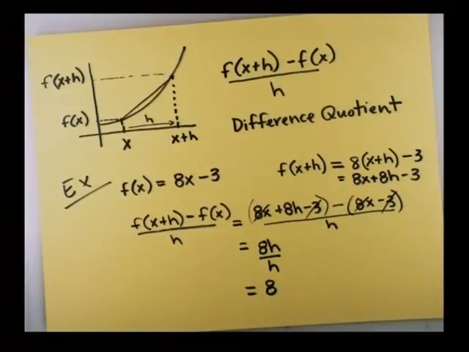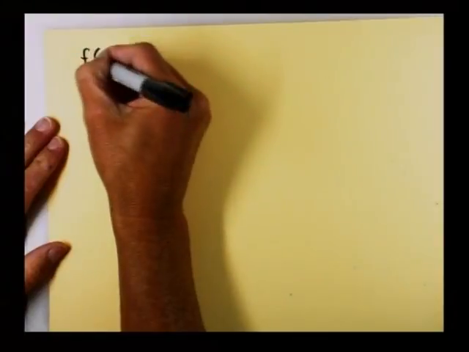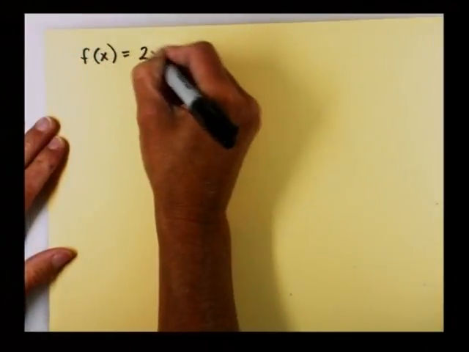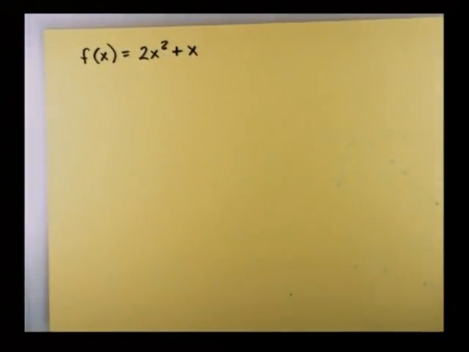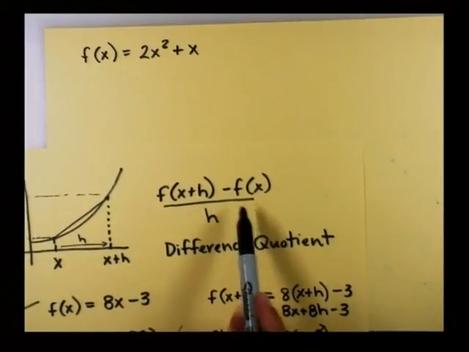Okay, let's go to a slightly more complicated problem here. And let's work with a function. It's quadratic. Let's do 2x squared plus x. What we want to find is the difference quotient. Okay? All right, so remember we need two things to work with for our difference quotient. Let's go back and look at this again. Our difference quotient, I need my f of x plus h and an f of x.